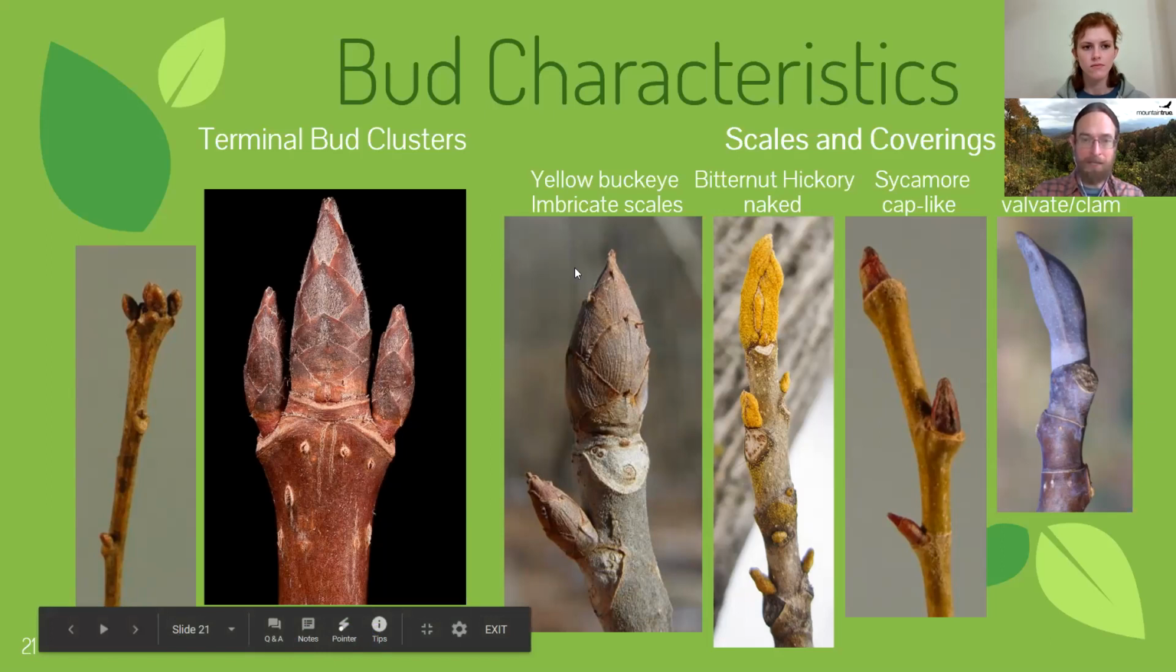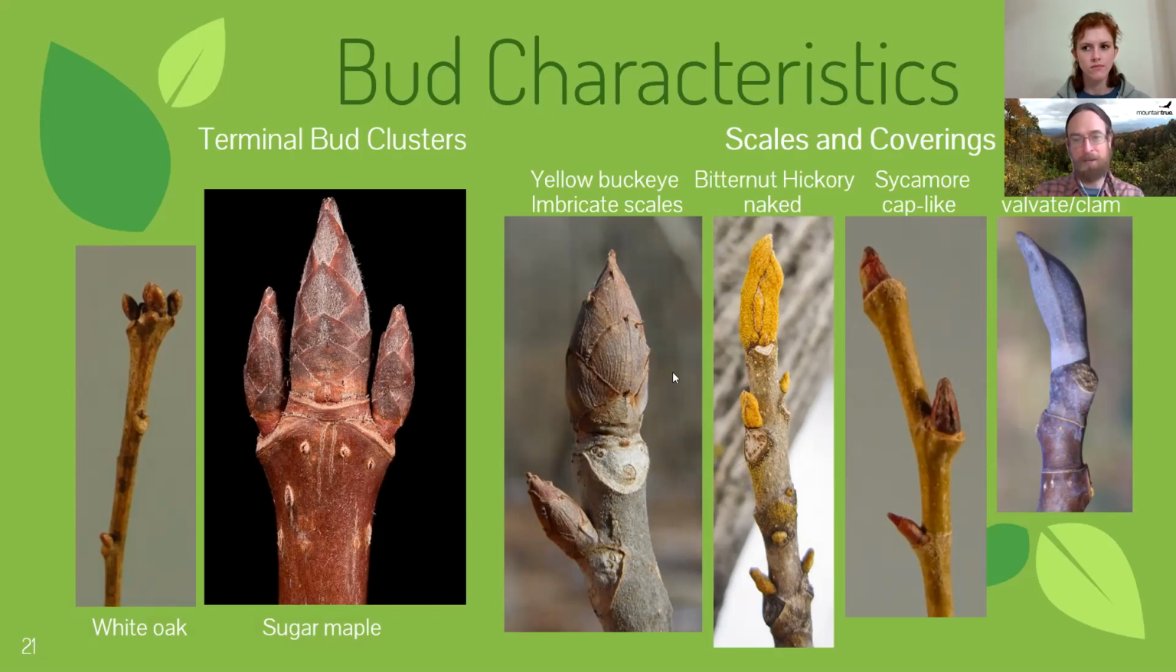But buckeye is a really good example of imbricate scales. Most trees around here are going to have imbricate scales, including this maple. You can see them very clearly in the sugar maple, including oaks. And that just means overlapping scales, kind of like overlapping shingles. There are a handful of trees around here that have other styles. Probably the most unusual would be trees with naked buds. Naked buds do not have any scaled coverings, any shingles.